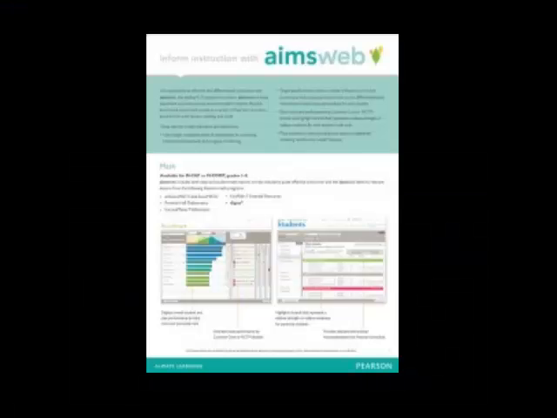So we use AimsWeb to benchmark all students K through 8 during the 3 benchmark periods. And then following the benchmark period, we hold a data chat, and in our case it's K through 6 because we are small with one classroom per grade level.